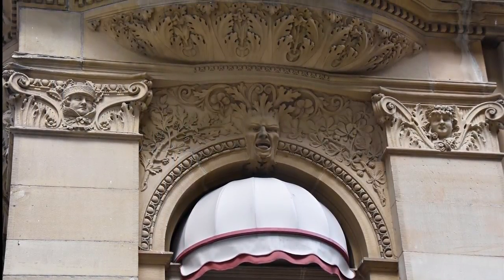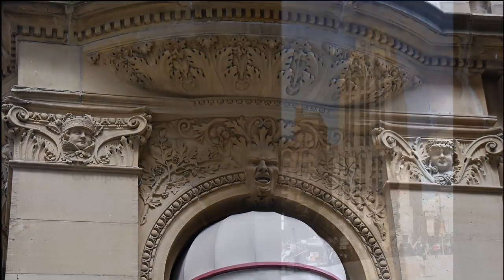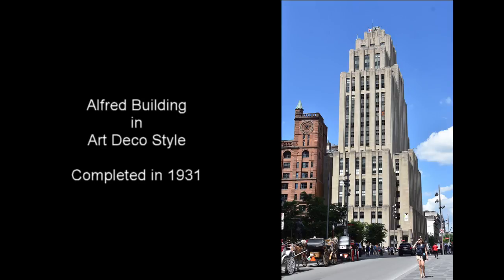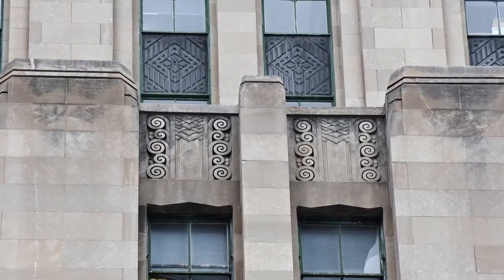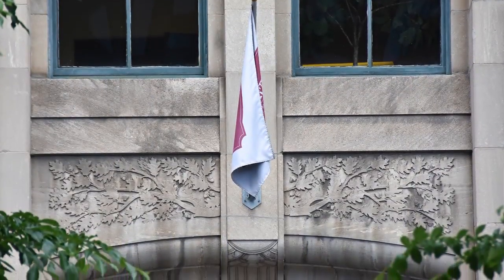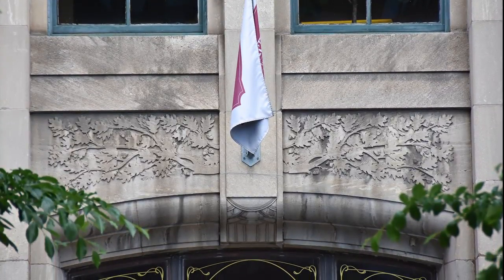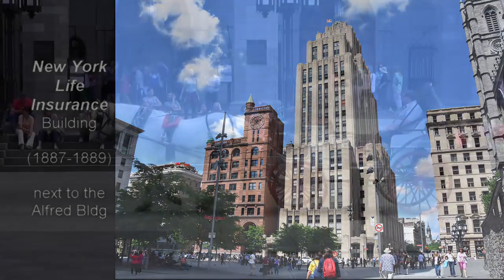The Canadian Bank of Commerce, 1907-1909. The Alfred Building in Art Deco style, completed in 1931. On the left, next to the Alfred Building, the New York Life Insurance Building, 1887-1889.